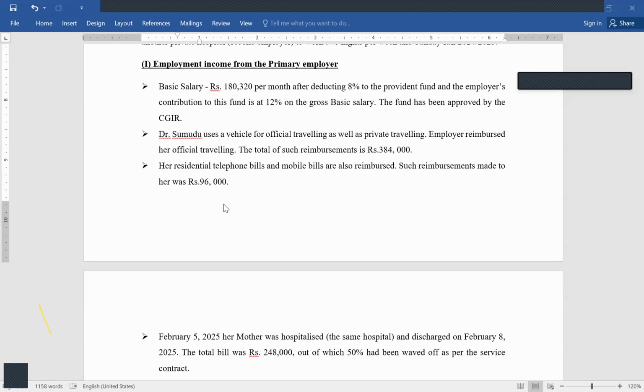Is it a benefit to me? Suppose that the vehicle is provided by the employer and she spent for fuel.